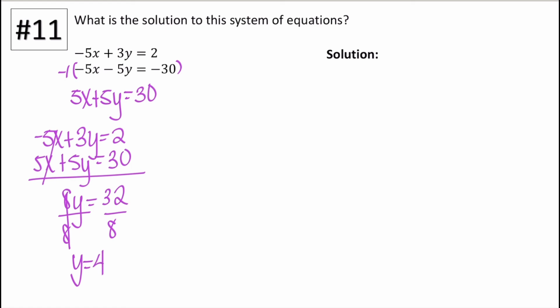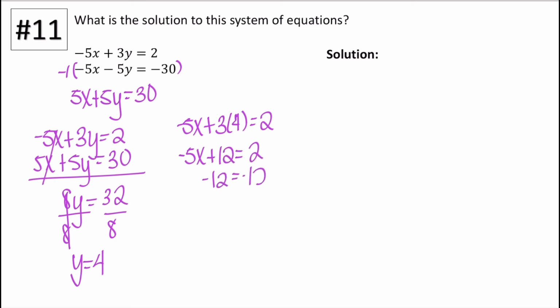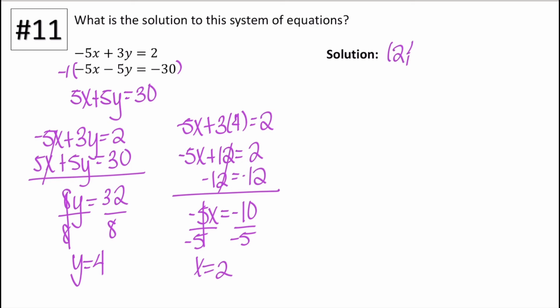Now I just plug in that y equals 4 into the first equation. So I have negative 5x plus 3 times 4 equals 2. So I have negative 5x plus 12 equals 2. Then I subtract 12 from both sides, and that gives me negative 5x equals negative 10. I'm going to divide both sides by negative 5, which gives me x equals 2. So the solution to this system is (2, 4).